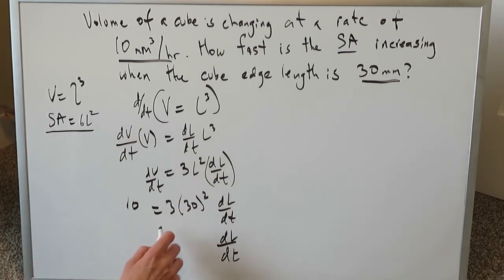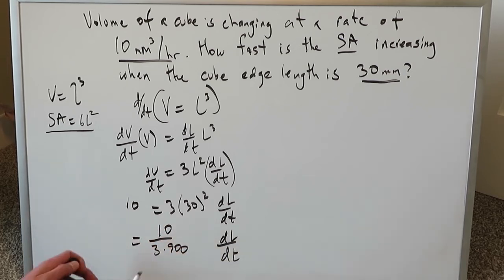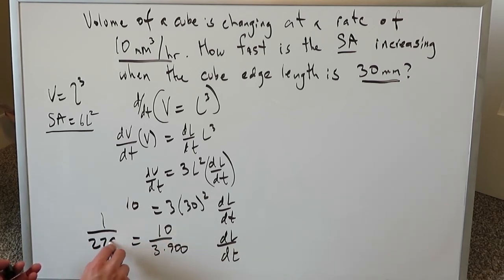You take everything on the other side, you get 10 over 3 times 900. When you simplify this, keep it in a fractional form, you're getting 1 over, I've cancelled out 0 with 1 of that, I'm getting 1 over 270. That represents this dL over dt. So we've gotten that piece of information.